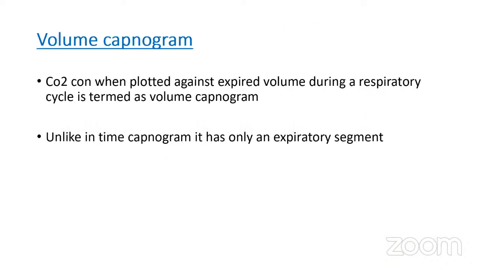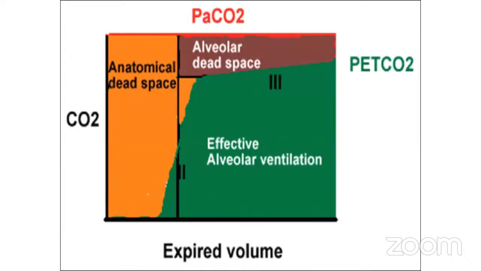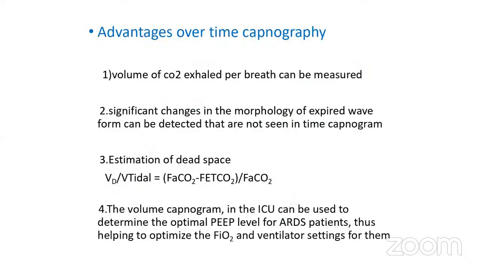A volume capnogram can be plotted against the expired volume during the expiratory cycle, and it is termed a volume capnogram. Unlike the time capnogram, it has only the expiratory segment, no inspiratory segment. This I have already discussed before. Advantages: the volume of carbon dioxide exhaled per minute can be measured.